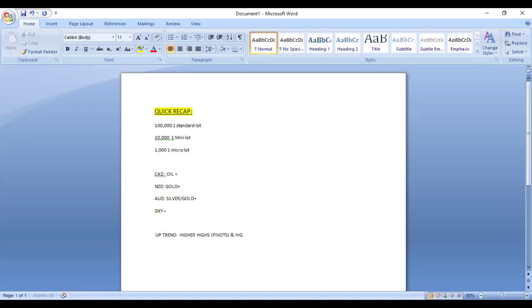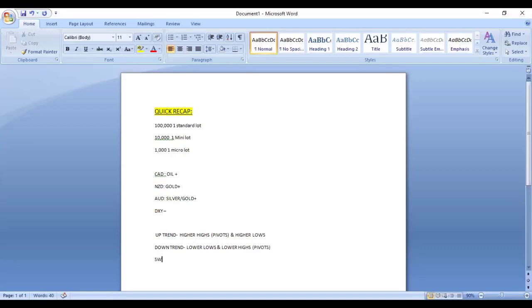We have higher lows. Now, if we're going into a downtrend, what are we expecting? Lower lows. Lower lows, lower highs. Bingo. And we're talking about the pivots.